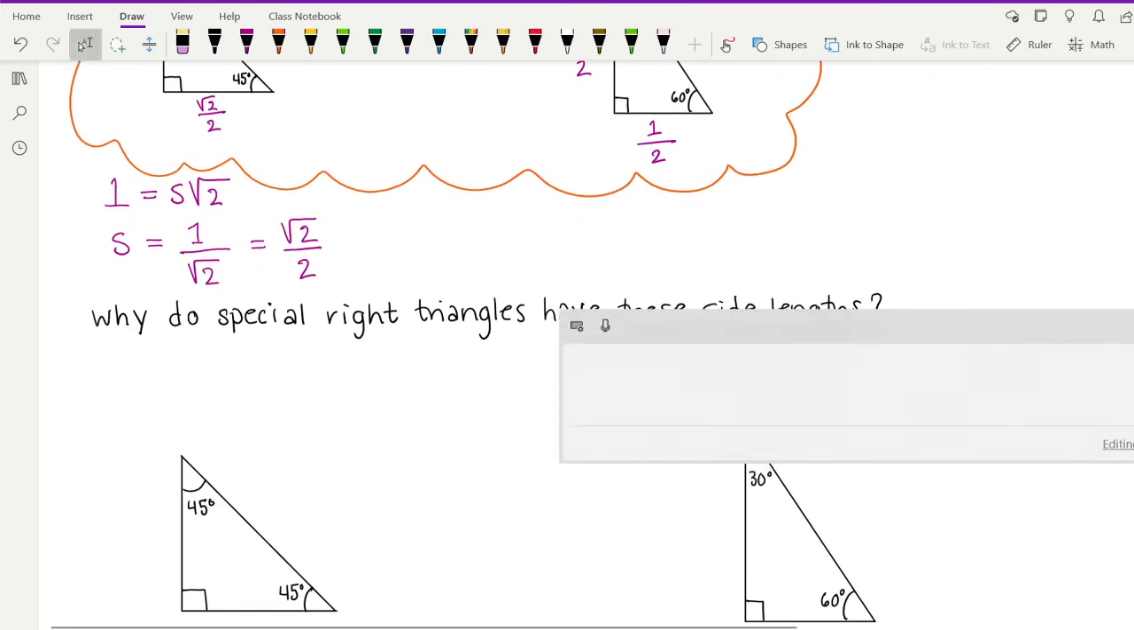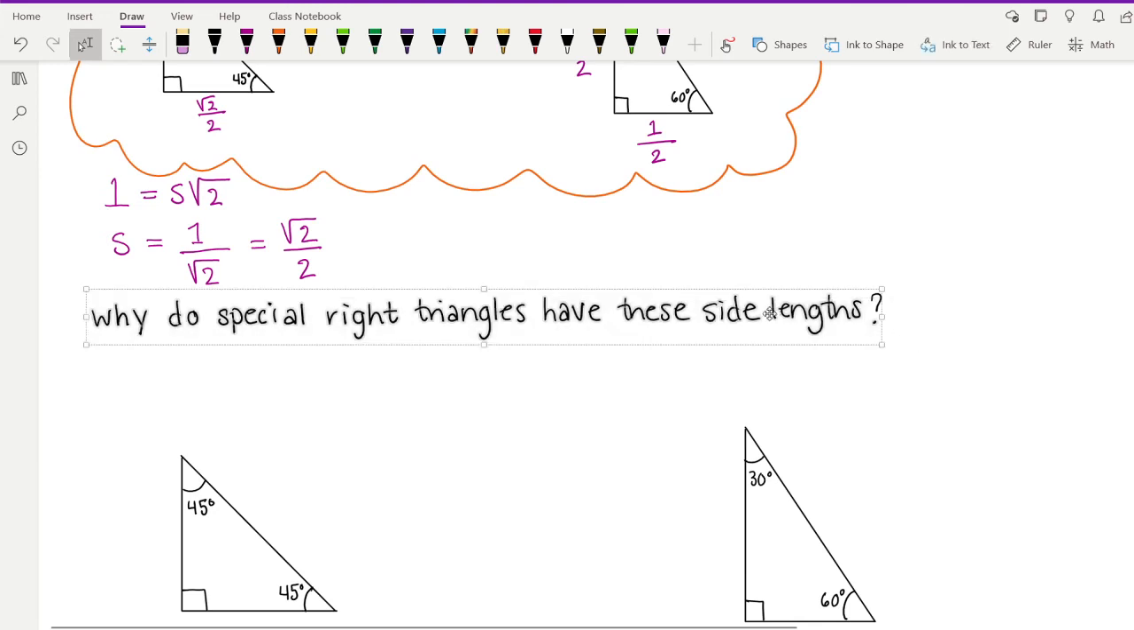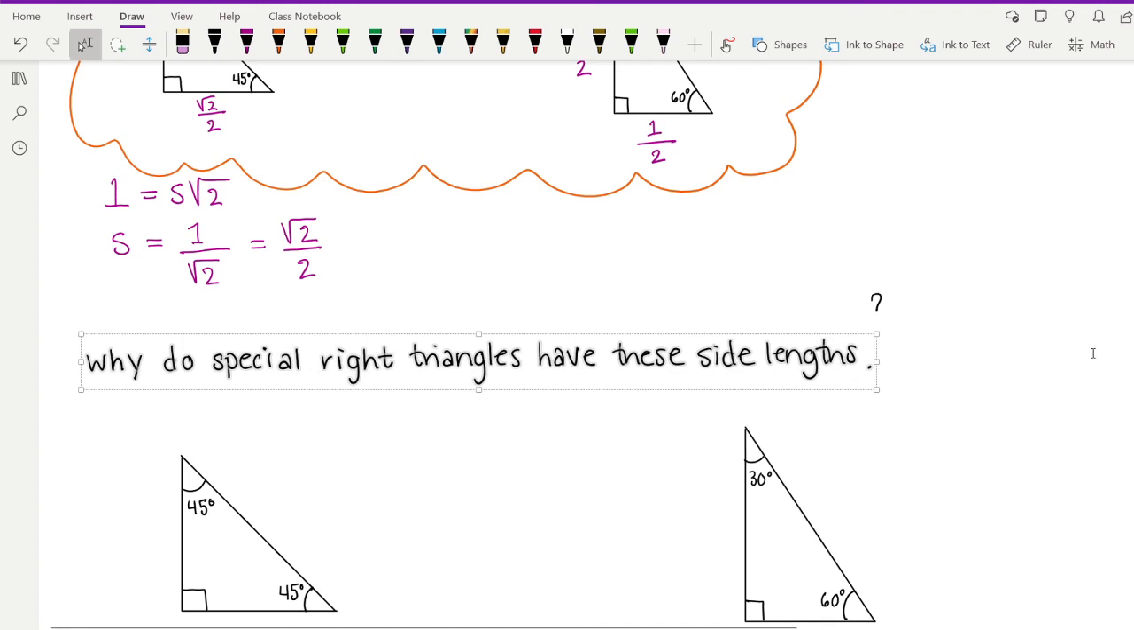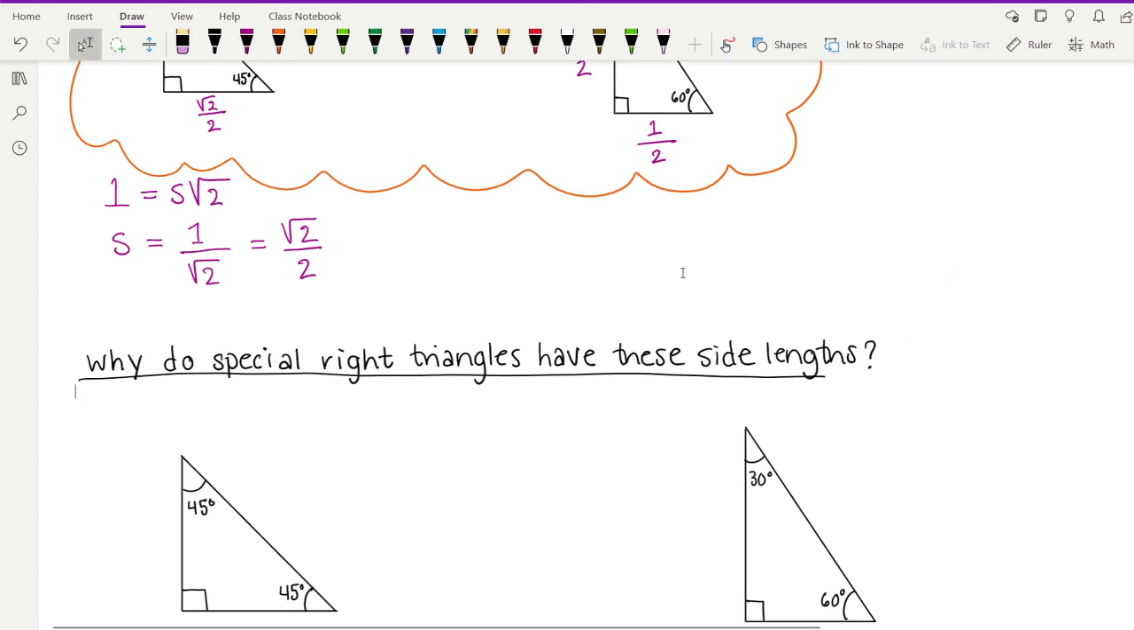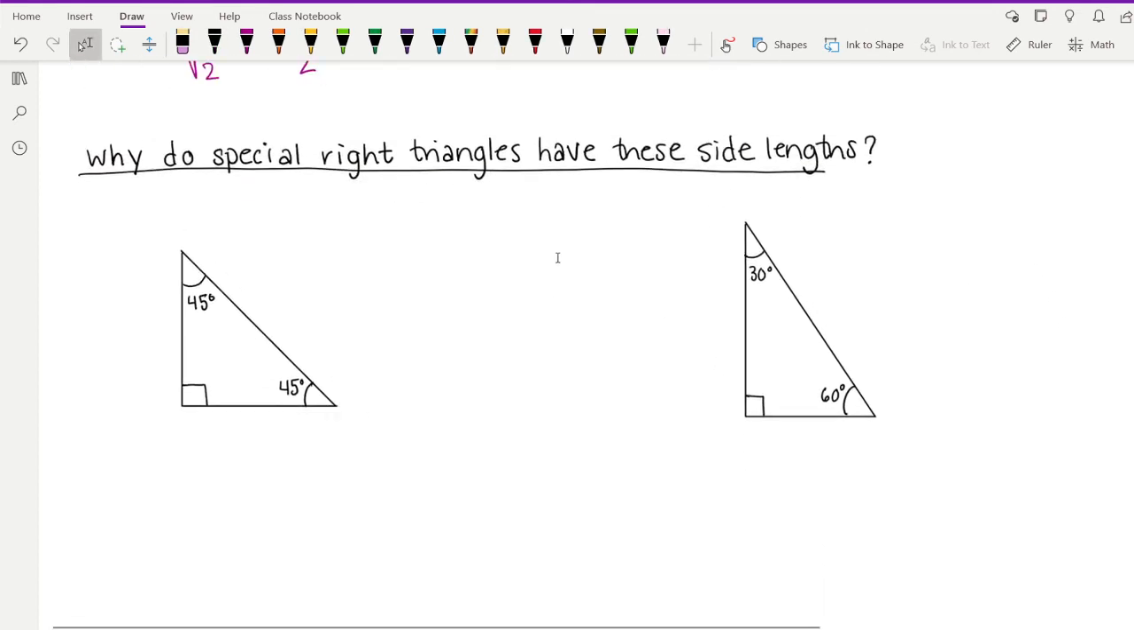Okay, so I want to briefly mention, I just jumped right into this and I was like, well, it is what it is. Those are the lengths of special right triangles. And I didn't really explain why, right? And maybe that bothers you. It definitely bothers me to tell you something without explaining why it is the way it is. So I want to briefly try to explain it. This is going to be kind of like a proof. But I just want to give you some understanding of why it is that the side lengths have these special relationships. So let's start with the 45, 45, 90 triangle.